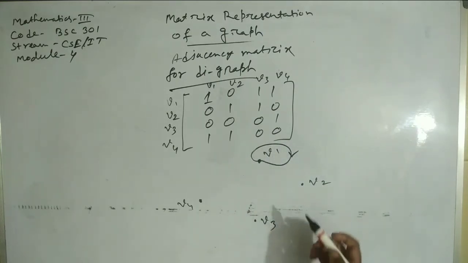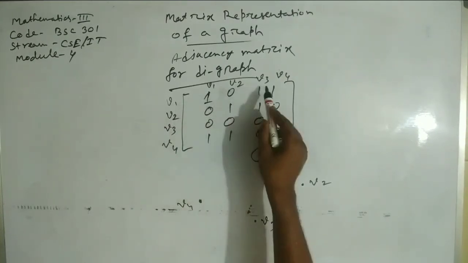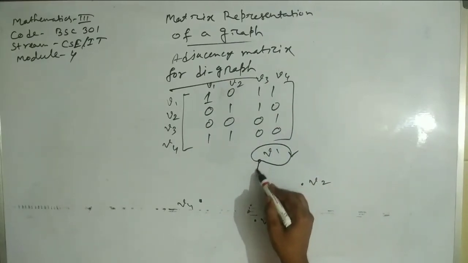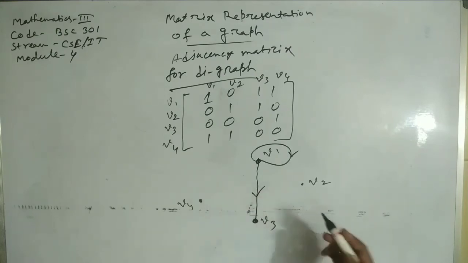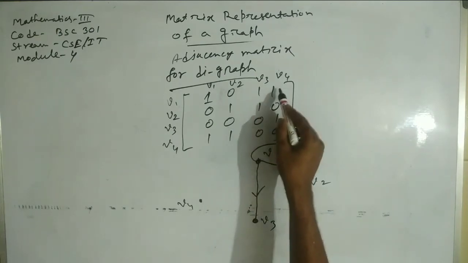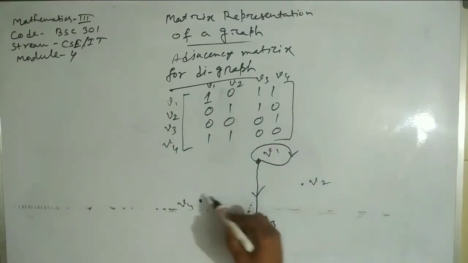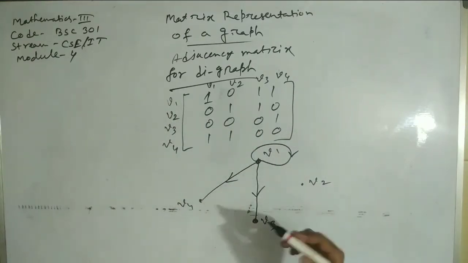Okay, so next, here this is a 1. So V1 to V3, there is a directed edge from V1 to V3. Now here this is a 1, so there is a directed edge from V1 to V4. So V1 to V4, and this is the direction.